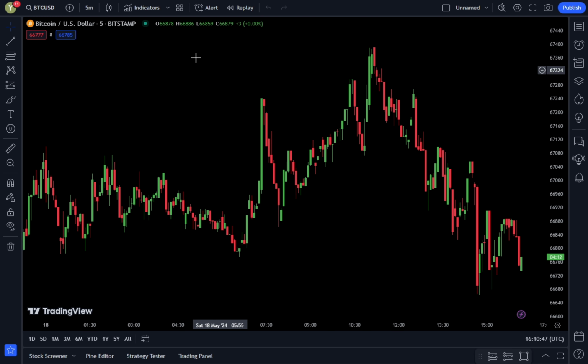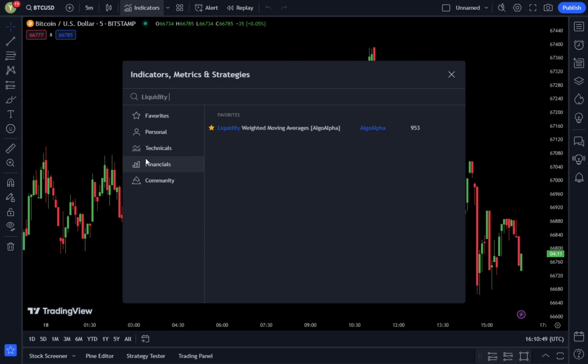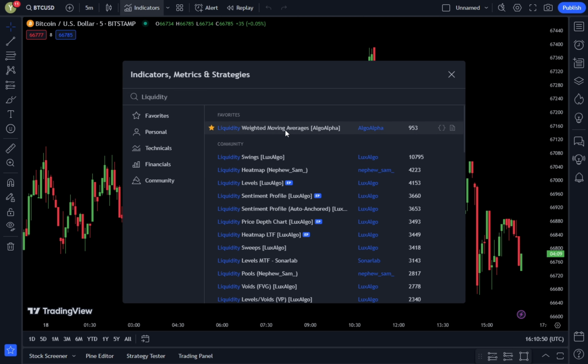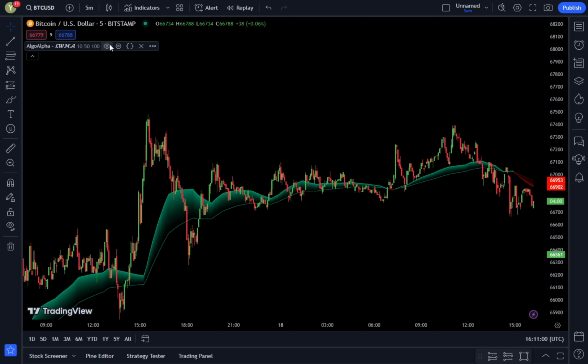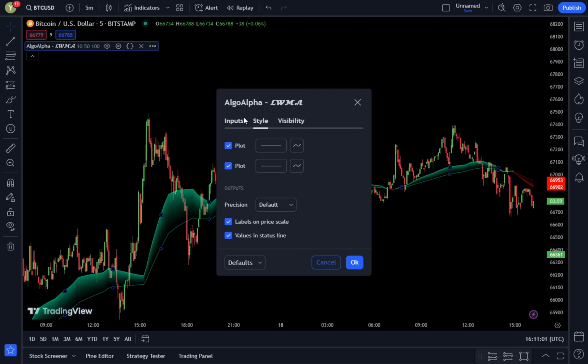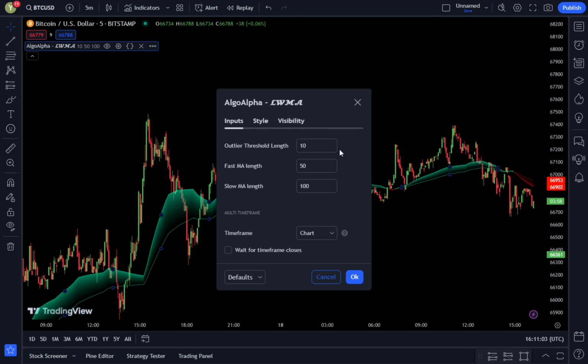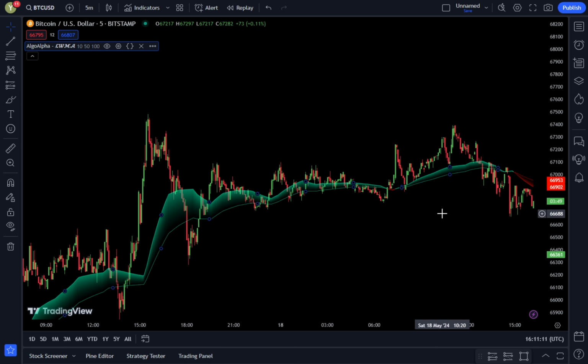To use this 5-minute scalping strategy, go to the Indicators tab and type in Liquidity Weighted Moving Average. Then select Liquidity Weighted Moving Average by Algo Alpha. Next, go to the Indicator Settings tab. In the Input tab, you can adjust several numbers on the Liquidity Weighted Moving Average indicator, such as fast MA length and slow MA length. However, for this scalping strategy, we will use the indicator with its default settings. If no changes are made, simply click Cancel.